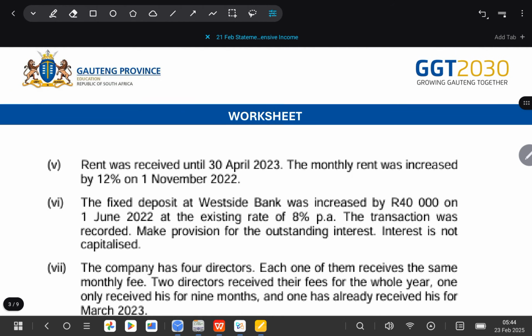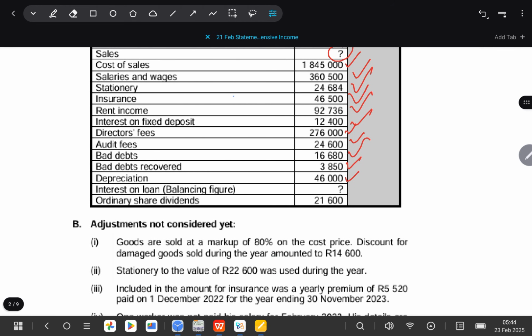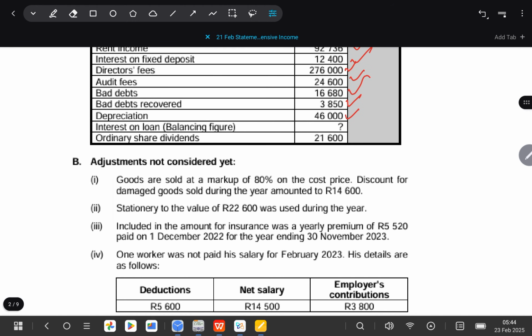So let's go to the first transaction. Now here on the first transaction, they are saying that goods are sold at a markup of 80% on cost. And then they're saying that the discounted rate for damaged goods sold during the year amounted to 14,600. Now before we deal with the discounted goods, we need to make sure that we get our sales first.